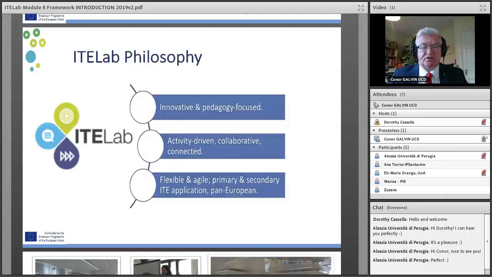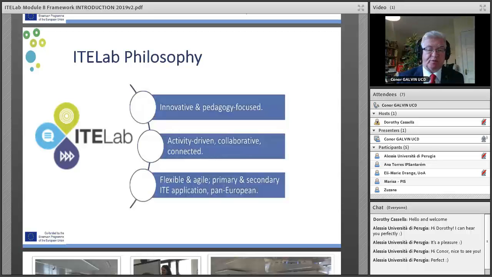There's an element of the collaborative involved in what we do. It's formally built into the earlier modules, into Module A particularly, less so in Module B, but there is an element of connection also. We will be using the Student Hub for this module as a way of allowing students to share content and materials if they're interested in doing so. The third element, or the third plank of our philosophy, is that everything we do should be flexible and agile.